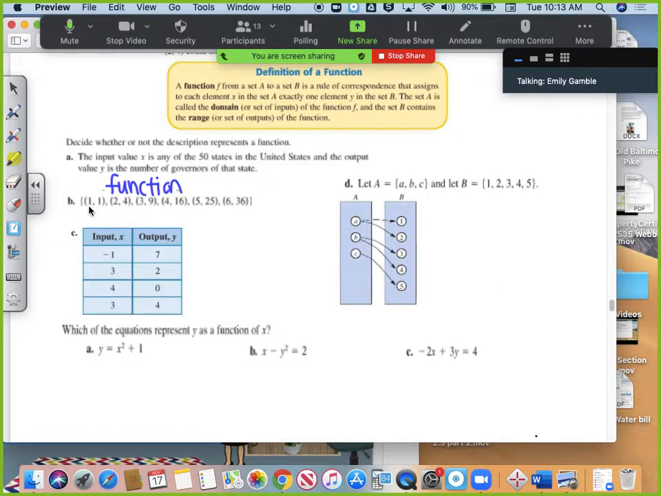Letter B, looking at this relation, I see a set of ordered pairs: 1, 1; 2, 4; 3, 9; 4, 16; 5, 25; and 6, 36. To determine if something is a function or not, you have to decide if any of the x values repeat. If they do repeat, it's not a function. If they are all different, it is a function. So I see 1, I see a 2, 3, 4, 5, and 6. None of these numbers repeat. So if I was to graph these points, none of these points would be on the same vertical line. Because of that, letter B would also be a function.